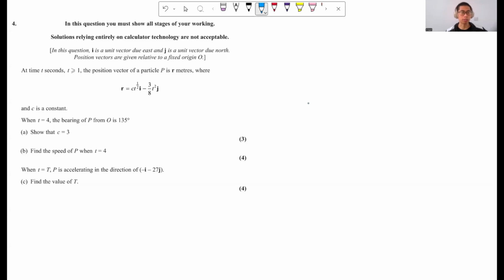Okay, let's have a look at question 4. This is a variable acceleration question because r is in terms of t. Okay, let's have a look. At time t seconds, t is more than or equal to 1.